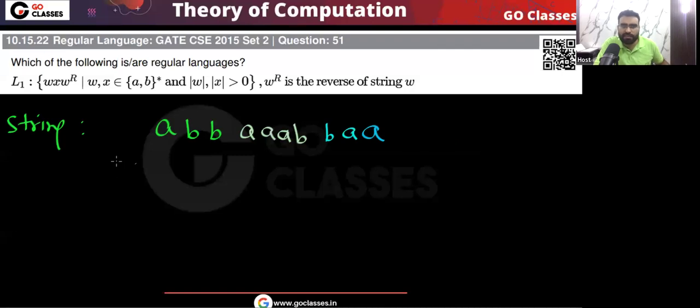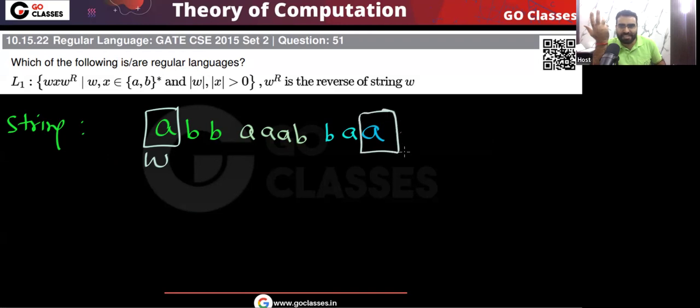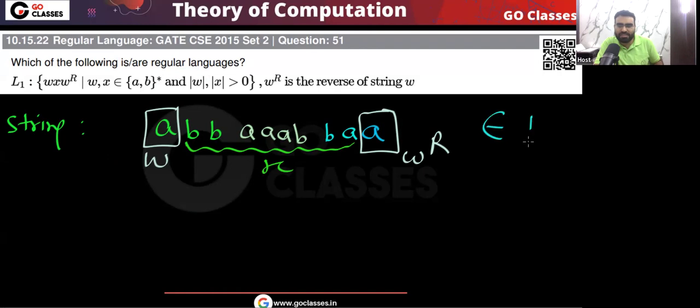Yes, this string is in the language. Just consider this as W. Who told you to consider this as W? Because I'm writing this in the green color, so is it W? Why are you taking it as W? You take this as WR, and the remaining thing is your X. So this string belongs to the language or not? Yes, of course. Is this clear?